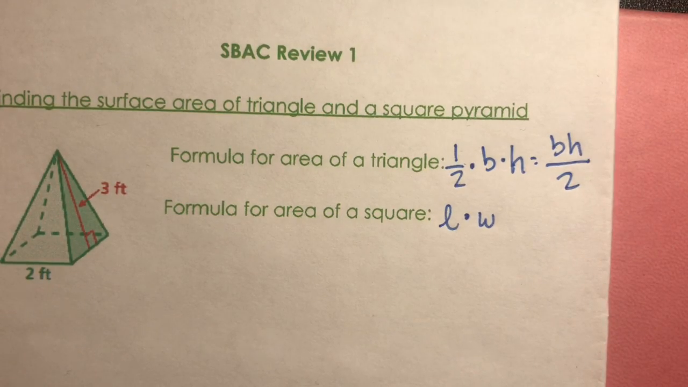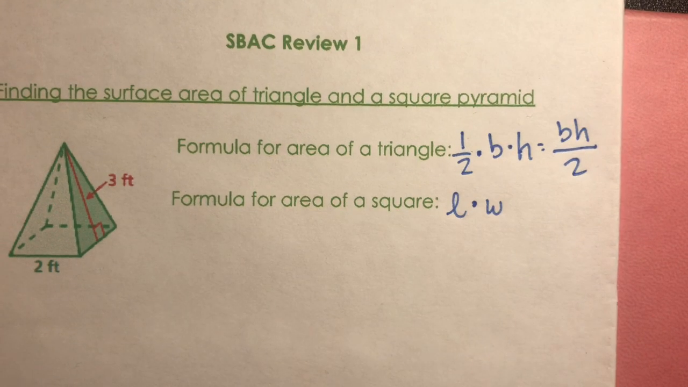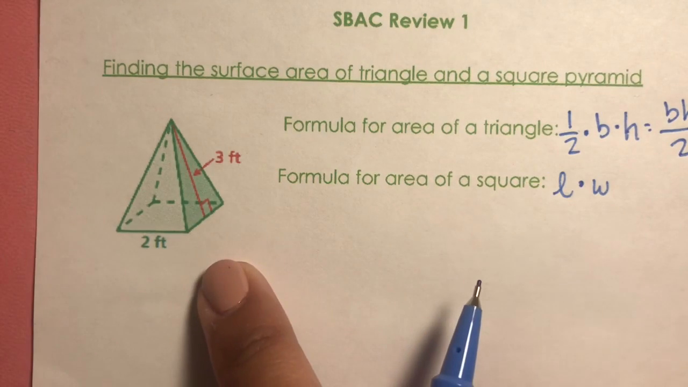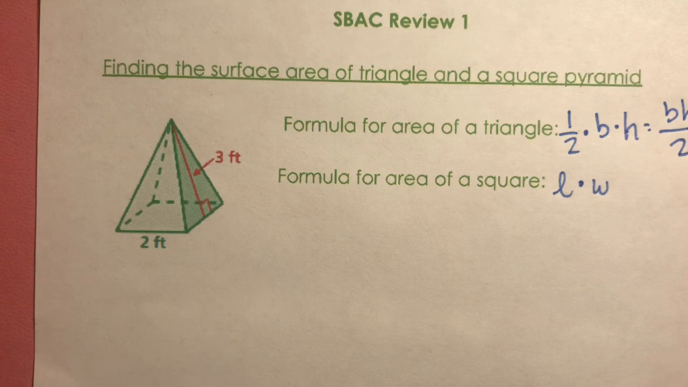So surface area is really easy. Also, something else that we did not go over yesterday: if you look at this pyramid, this is definitely going to be on the SBAC. They're going to ask you questions like, find the surface area of this square pyramid. If you do not remember that part, I believe it was unit 2 or unit 3 when you learned how to find the surface area of a pyramid. You're going to need to draw the net of that square pyramid.